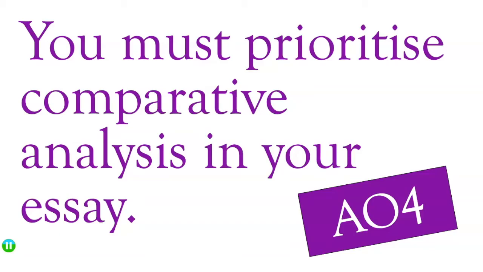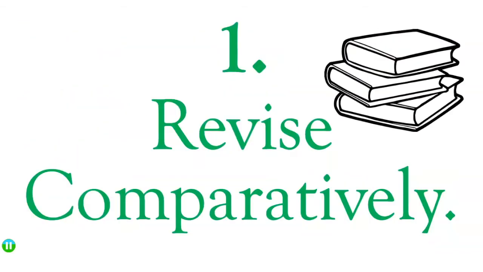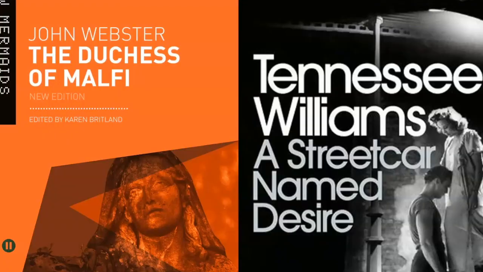With this in mind, here are some tips to prioritise comparison in your work. Number 1. Revise comparatively. After you've finished reading the 2 plays, making notes as you read, ensure that your revision is comparative. Don't disproportionately focus on one play and neglect the other. Of course, there will be times where you read a critical article on one of the plays, or research the context of a single text, but on the whole, you should be viewing these plays as a set, reading them alongside each other and constantly focusing on the similarities and differences between them. So, the vast majority of your revision should be comparative in nature.